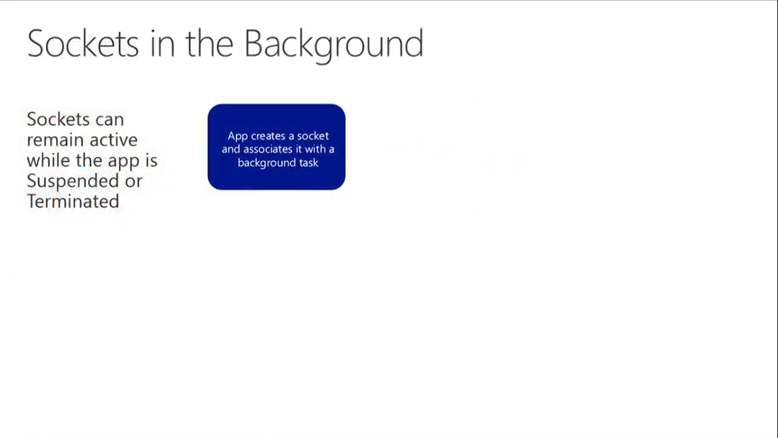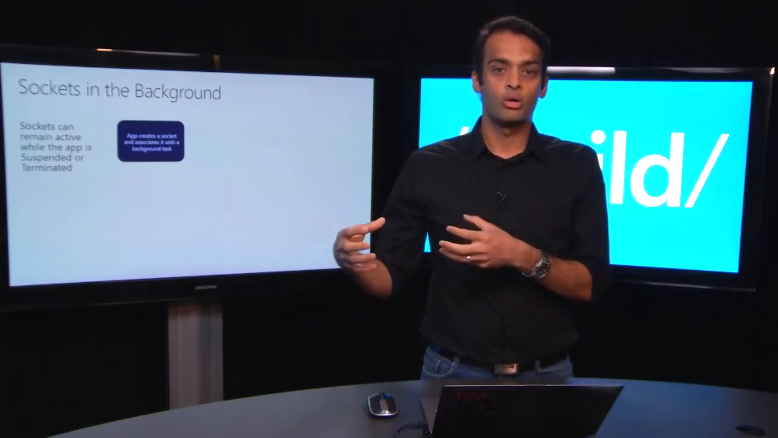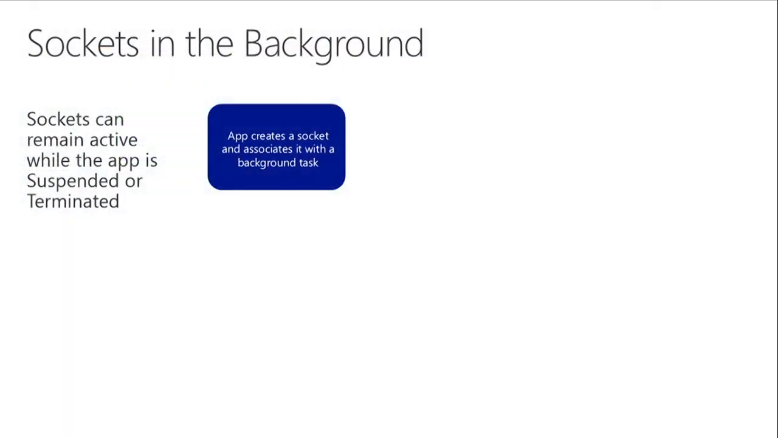So first, let's start with sockets. You know that most apps will use sockets only when they're in the foreground, and that's because having sockets in the background is really expensive for the system. In Windows 10, we have taken a step to solve this problem. What you can now do is have your socket listening in the background even when your app is not running, and this enables really powerful scenarios.